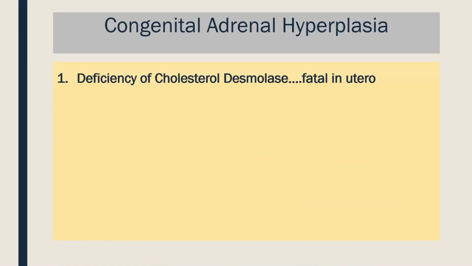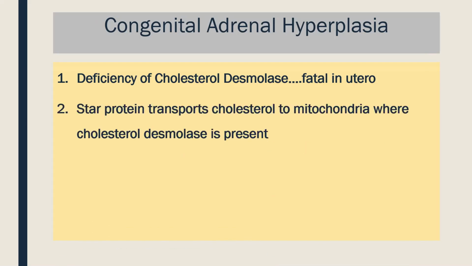So let's take a few examples. If there is deficiency of cholesterol desmolase, okay, what was this enzyme required for? Please recall, it was required to convert cholesterol to pregnenolone. And I said this enzyme is present only in the zona glomerulosa. So if this is the beginning level in the biosynthesis of the adrenal cortical hormones, and this is not there, then the rest of the hormones cannot be formed. And if this is the condition, it is fatal in utero.